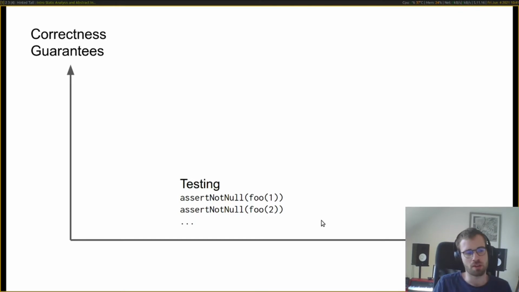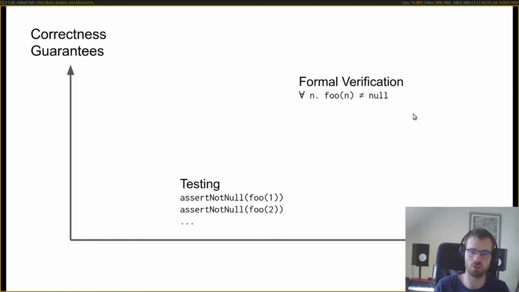So what other kinds of techniques are there? Well, there's, for example, formal verification. In formal verification, a programmer performs a formal mathematical proof that some property about the program holds. For example, here we show that for all inputs n, the function foo never returns null.